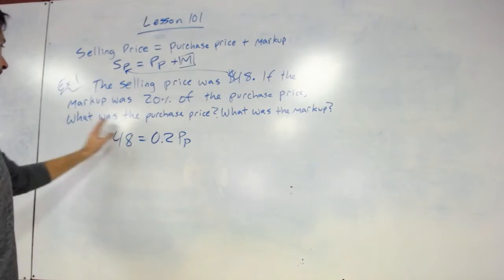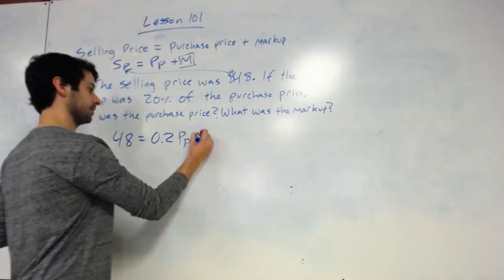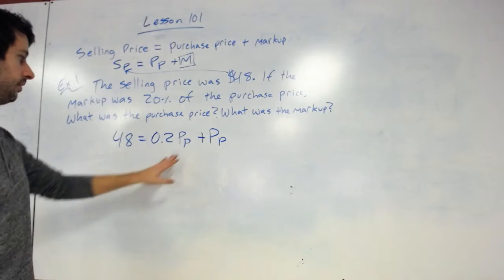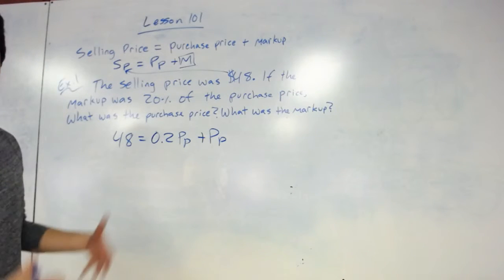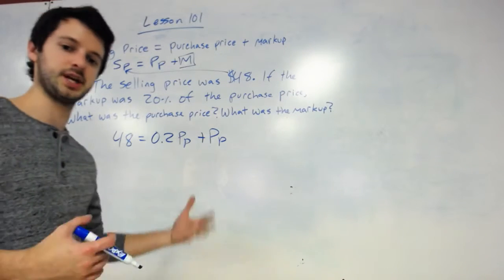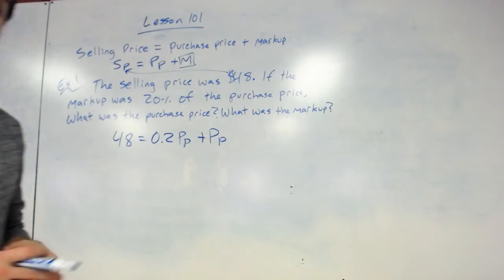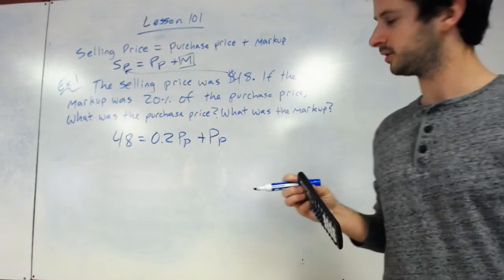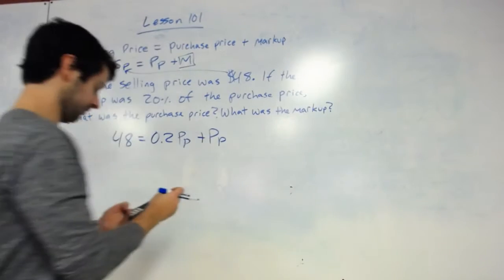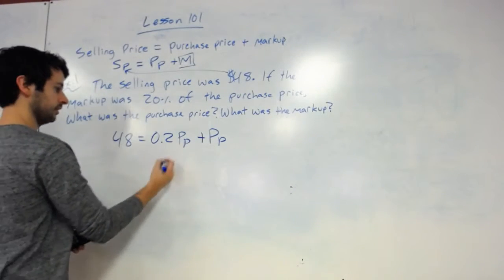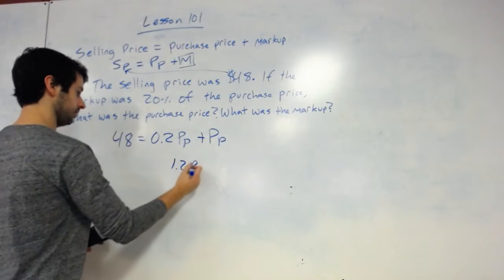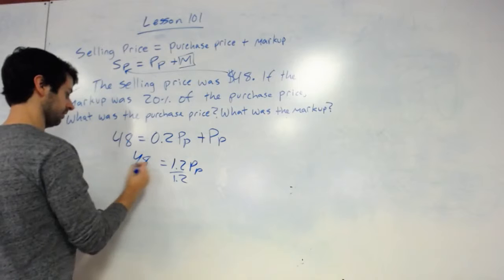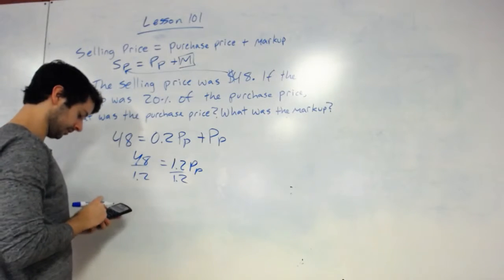And then it says what was the purchase price, so plug in PP, and what was the markup. So how much actual money. I know the markup was 20%, but how much actual money was the markup. So then we solve. Get my calculator. Combine like terms. So add those. 1.2 purchase price equals 48. Math is very, very simple.